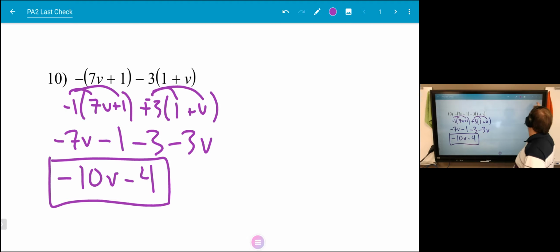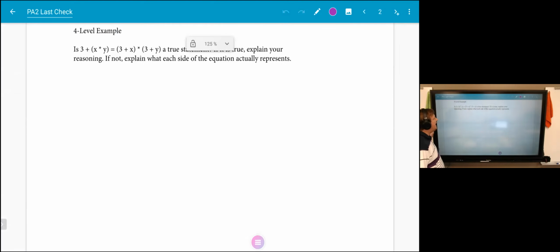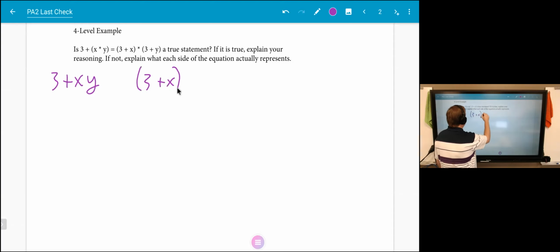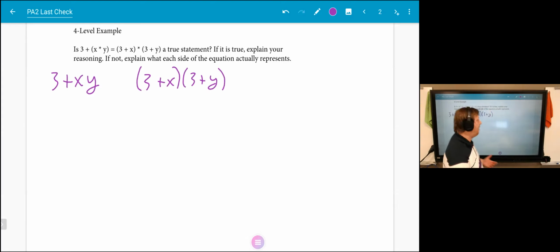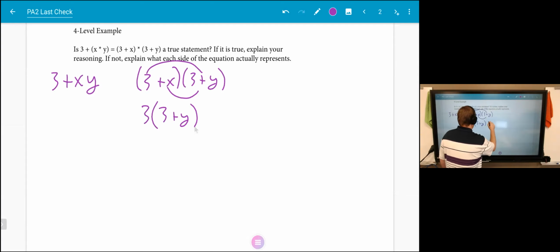Let's look at the 4-level question here. Is 3 plus x times y equal to 3 plus x times 3 plus y? Is that a true statement? Well, let's look. The left side, well, and we can drop the parentheses. This is just 3 plus xy. That right-hand side, though, we can do some distribution with that. 3 plus x times 3 plus y. So you could use the box method if you wanted to, or you could remember that you'd have to distribute the 3 to everything here and the x to everything here. It could look like 3 times 3 plus y plus x times 3 plus y.